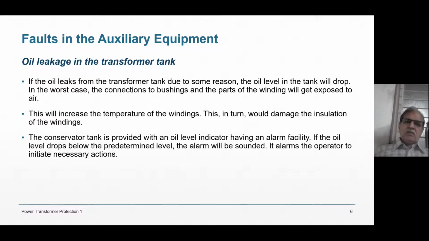This oil leakage, the oil will slowly leak from the conservator tank, and then it will leak from the main tank. And if the winding is exposed to air, then the distance is not meant for air. The dielectric strength of air is 22 kV RMS per centimeter, whereas dielectric strength of oil is about 150 kV per centimeter. So therefore, obviously, if the winding is exposed to air, there will be a flashover and the fault will occur.